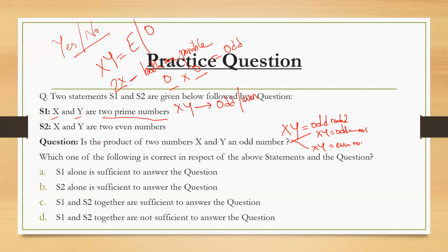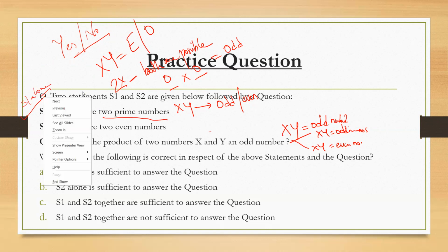So what is the question asking? Is the product of two numbers x and y an odd number? Can we definitely say what will happen? We cannot, right? Because that depends upon whether there is a 2 between them. Are you all getting what we mean by this? So here we clearly do not know whether the product of x and y will be an even or an odd number. So statement 1 alone will not answer my question.